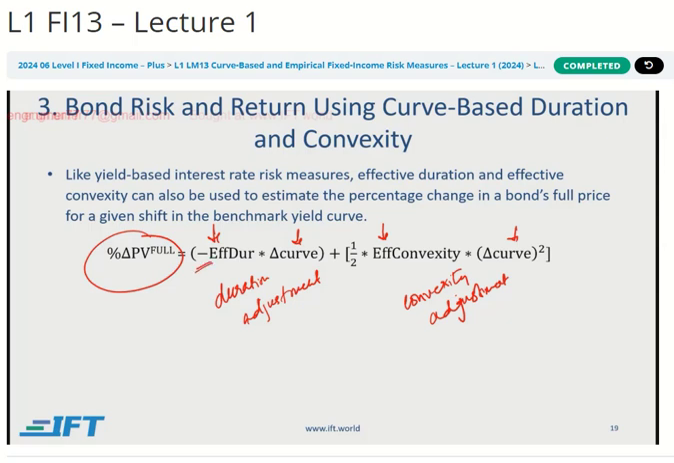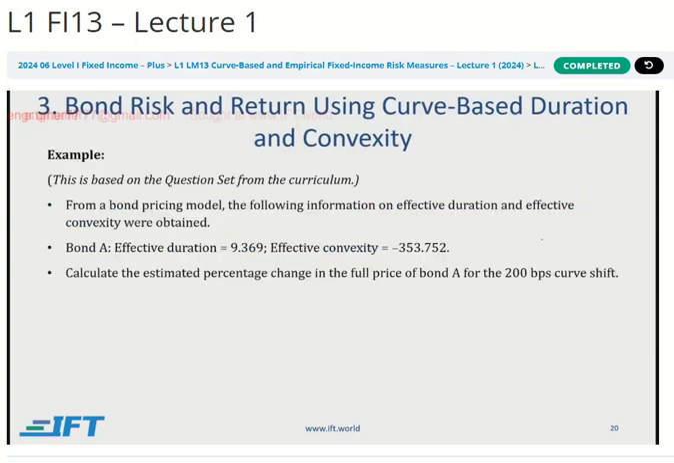Obviously, effective duration is negative change in curve because there is an inverse relationship between the price and the curve, and the convexity is always a positive adjustment, right? And it's half and squared. So please pause the video and try to solve this question, and then I will show you the solution.